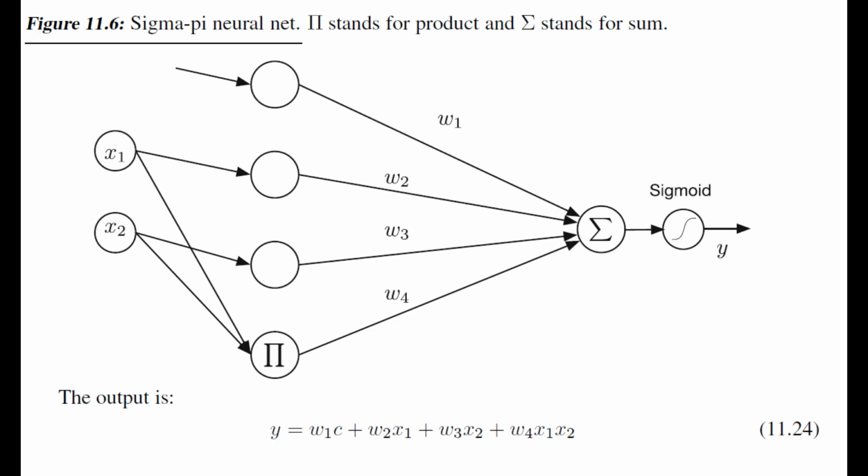Sigma Pi neural networks are a type of artificial neural network that is used in a variety of applications, including pattern recognition and machine control. They are relatively simple to implement and can be effective for some tasks. However, they are not as powerful as some other types of neural networks, such as convolutional neural networks.